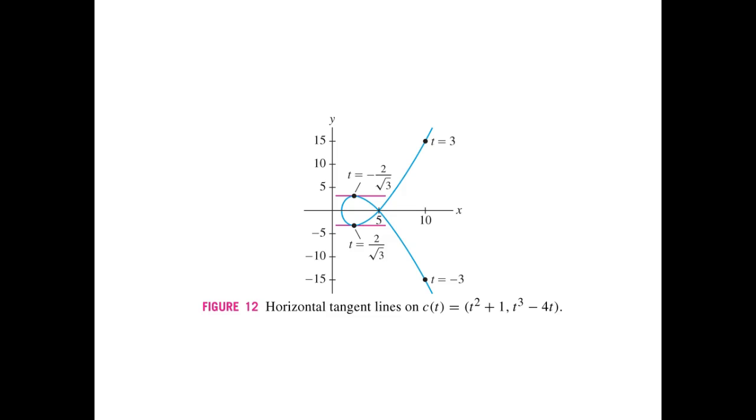At t equals 0, you're at 1, 0. It's right there. Okay? At t equals 1, you're at 2, negative 3. That's down here, somewhere down there. At t equals 2, you'd be at 5, 0.